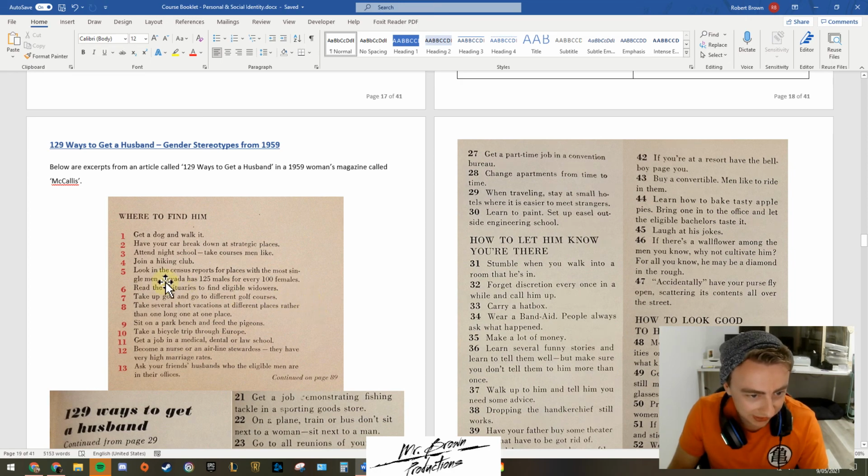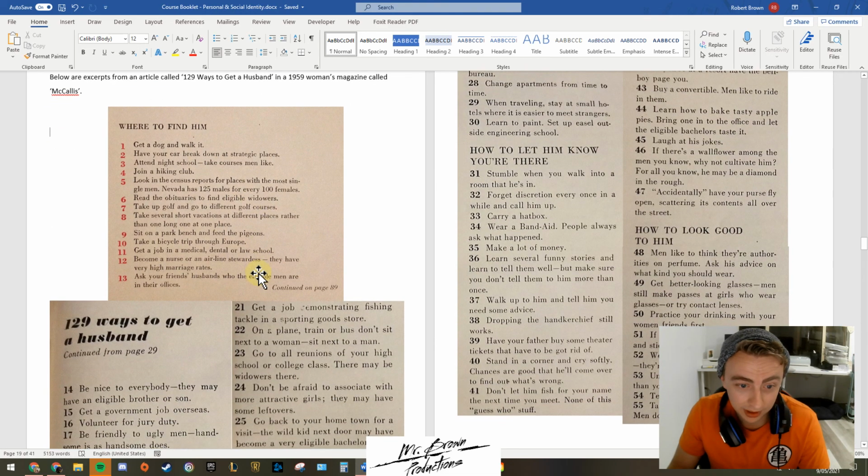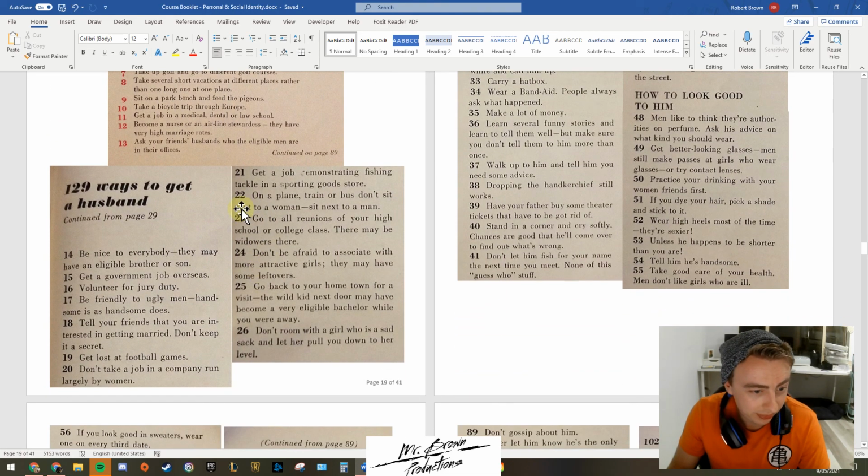But there are even things like, look, number 5. Look in the census reports for places with the most single men. Nevada has 125 males for every 100 females. So the idea is that you're going to have more boys to pick from. Here's some tips to find them. Be friendly to ugly men. Handsome is as handsome does. It's nice, isn't it? Don't room with a girl who is a sad sack and let her pull you down to her level.